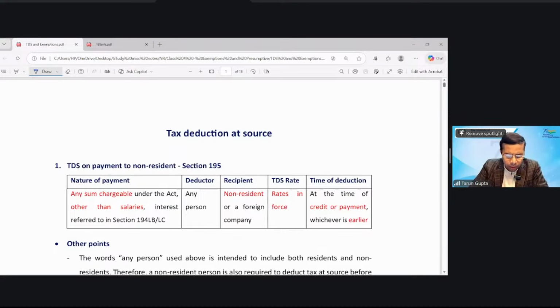Okay. Today our topic is TDS and exemptions applicable in case of non-residents. So till last class, if there is any doubt, do ask me. Yes. Till last class, if you have any doubt, do ask me.